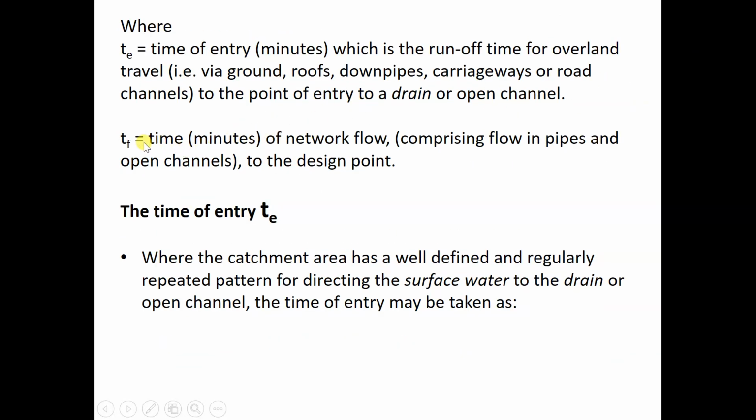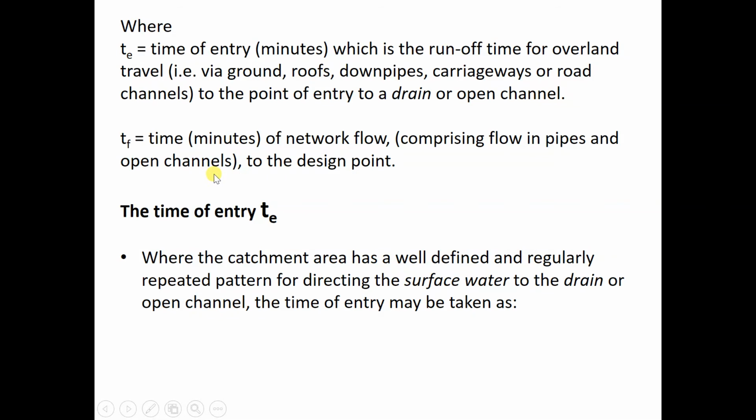And TF is the time of network flow. This network flow means, from upstream, from the furthest point, how far it is. When we calculate the break-off point, usually we need to find the point of interest, usually where we want to build a bridge or a culvert. We can also design the size of the drain.